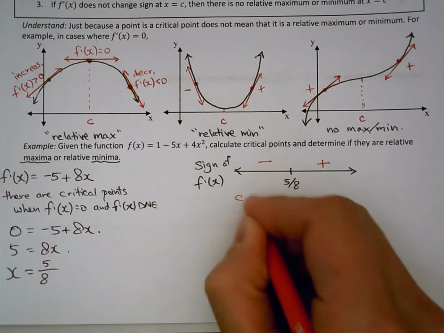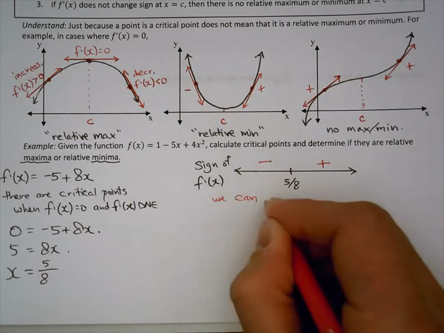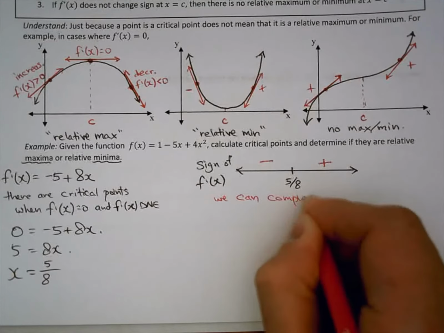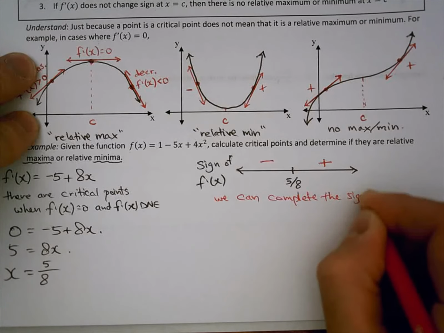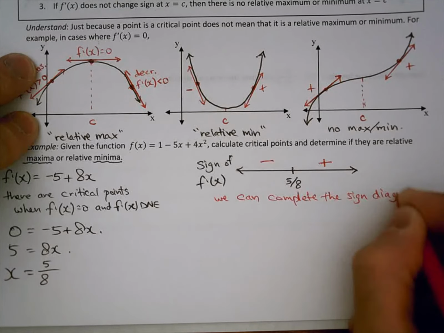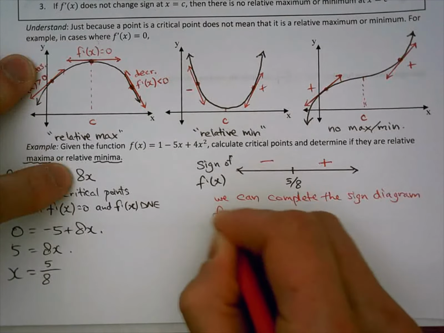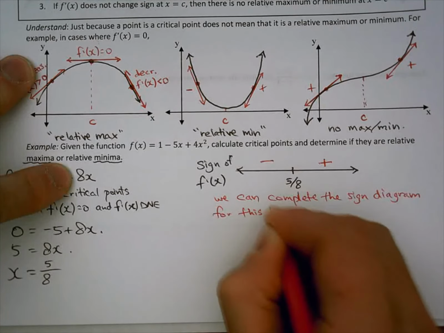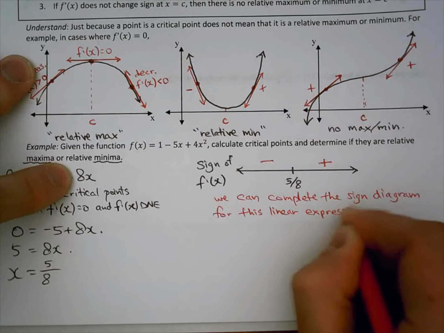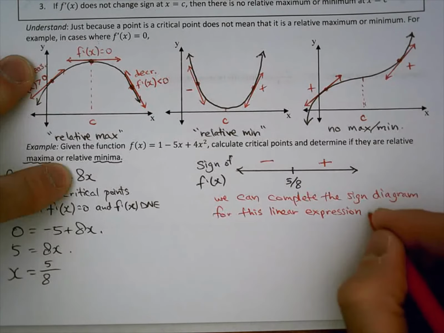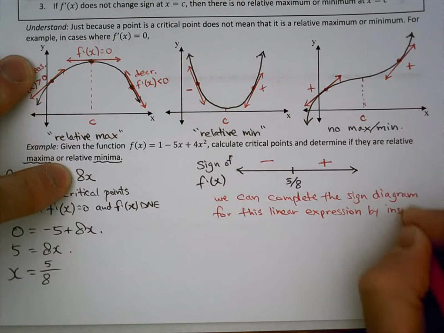So we can complete the sign diagram for this linear expression by inspection. It's pretty quick to do it.